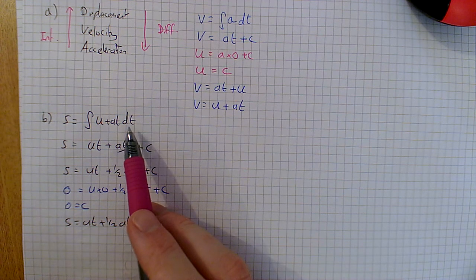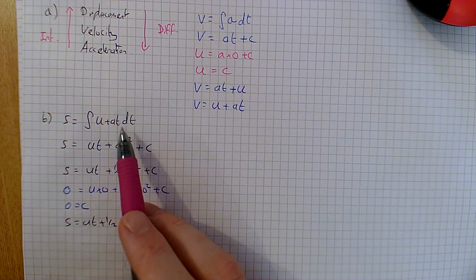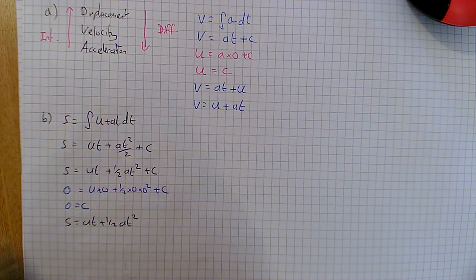So when we integrate, it's with respect to t. So we treat the t as the thing that will change, and any other letter is treated as a constant in the integration or differentiation.